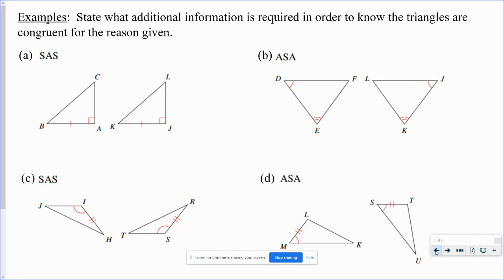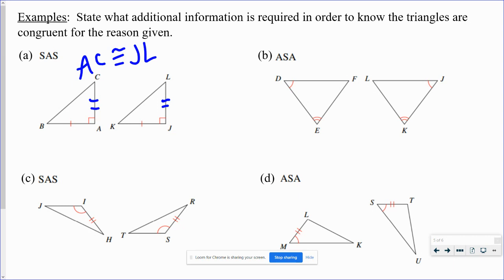So if we want to use side, angle, side, we need that other side that includes those. So we need this side congruent to this side in order to make that happen. So the last thing that we need is what? AC to be congruent to JL. Okay. So again, we're kind of working backward. They give us the reasoning, the theorem, and then we look at what we have so far, and we have to figure out what we still need to be congruent.